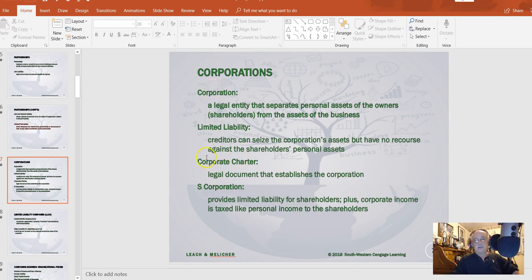And to form a corporation, you've got to have a corporate charter, which is the legal document that basically establishes the corporation, and you have to have something like that for an LLC also, right? They're called articles of incorporation. Now, an S corporation basically provides limited liability for the shareholders, and I think you're not allowed to have more than 100 shareholders. I think it's in your book, right? Plus, corporate income is taxed like personal income to the shareholders, and I believe with President Trump's new tax plan, they were making life better for the people who were in S corporations.